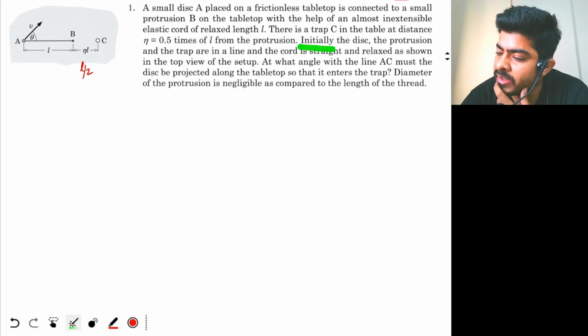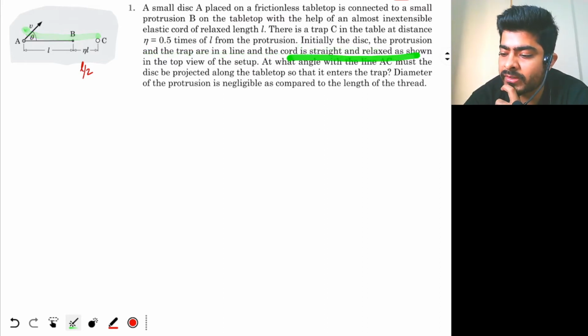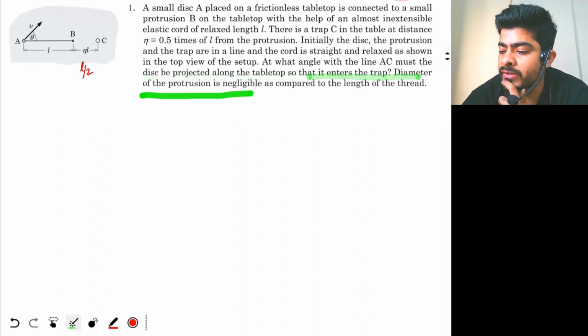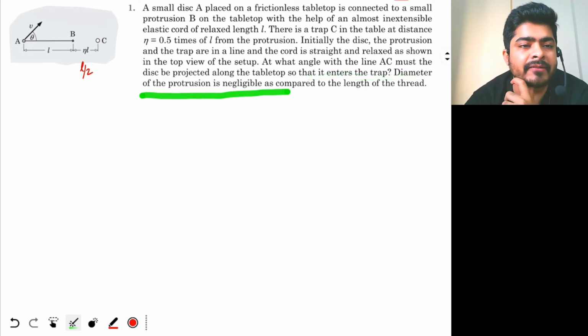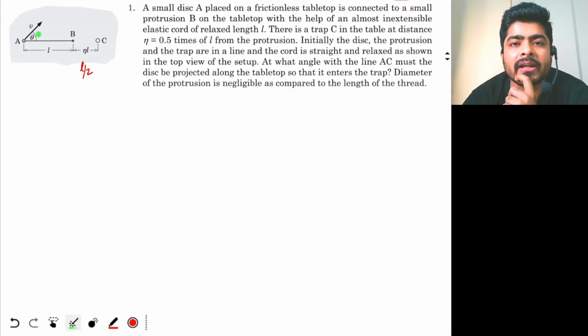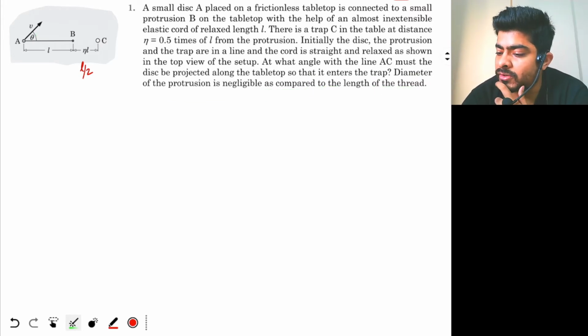They're asking, initially the disc, the protrusion and the trap are in a line. The cord is straight and relaxed as shown in the top view of the setup. At what angle with the line AC must the disc be projected along the tabletop so that it enters the trap? The diameter of the protrusion is negligible as compared to the length of the thread. So we have to find this angle theta so that the disc A can enter the trap C.